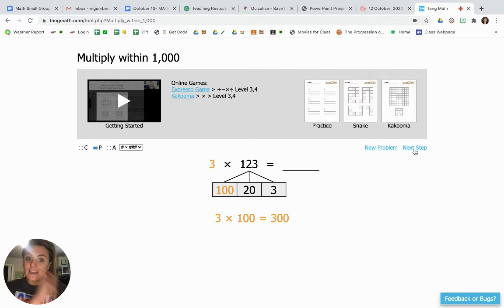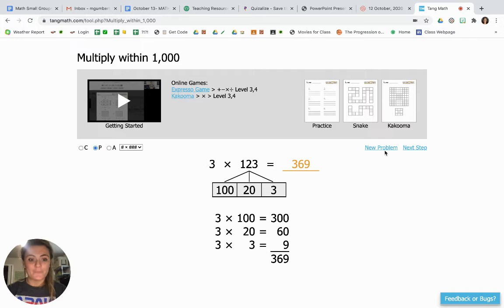And then we're going to go to the next one. 3 times 20, well, we know 3 times 2 is 6. We can add a 0 at the end to make it 60. And then finally, 3 times 3, which is 9. Now we have all of our partial products all lined up right there, so we can add them together to get 369.